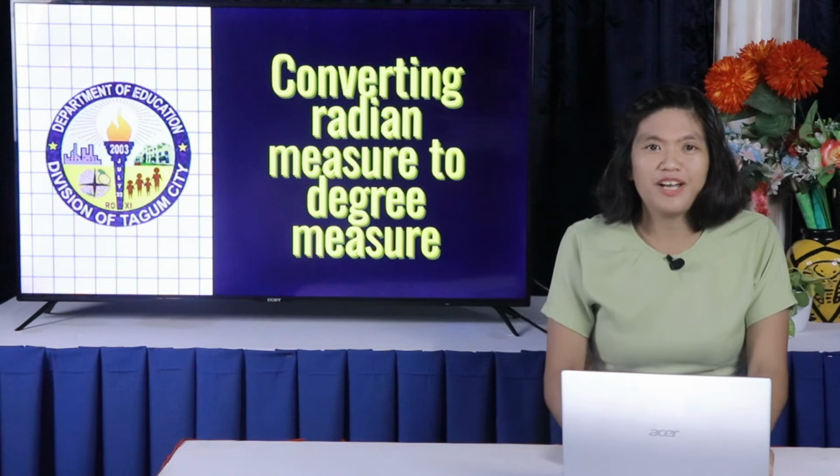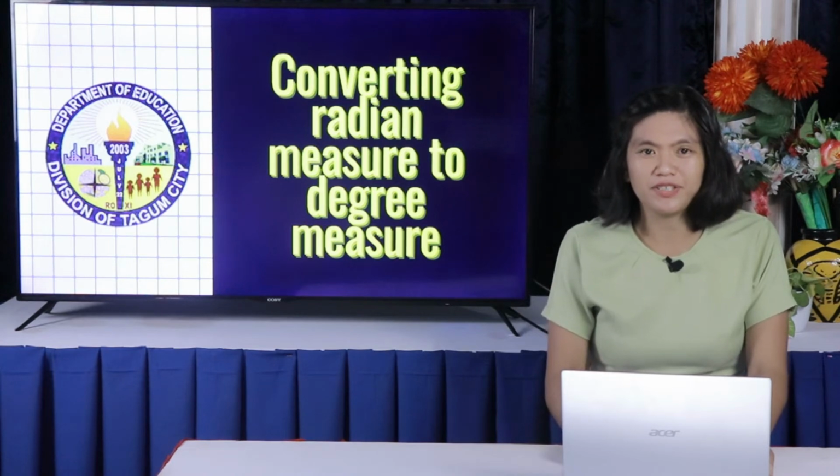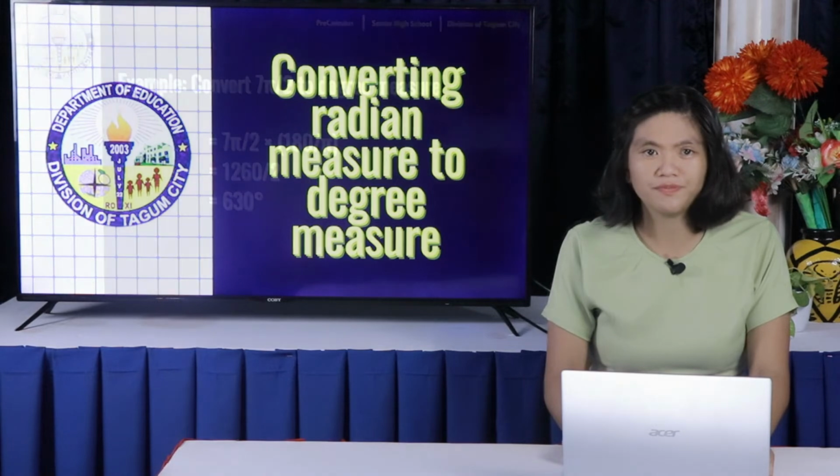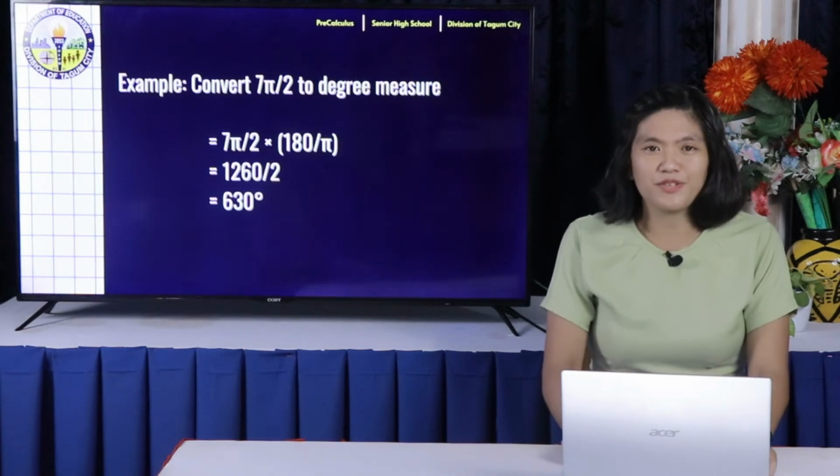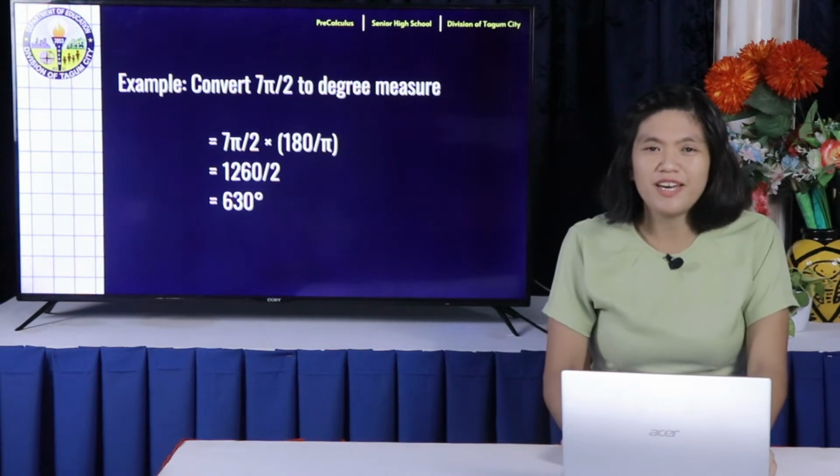You are now familiar on how we convert degree measure to radian measure. Converting radian measure to degree measure might be just easy for you too. Let us have 7 pi over 2. By applying the conversion rule, we multiply the radian measure with 180 over pi. By using the law of multiplying fractions, hence we come up with 630 degrees.